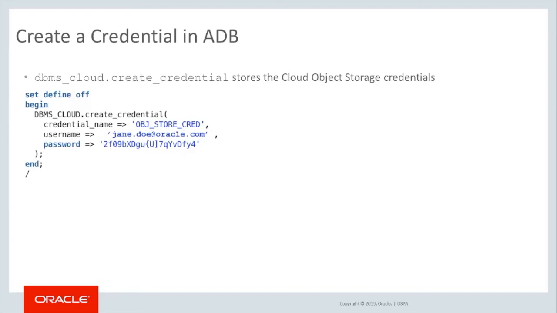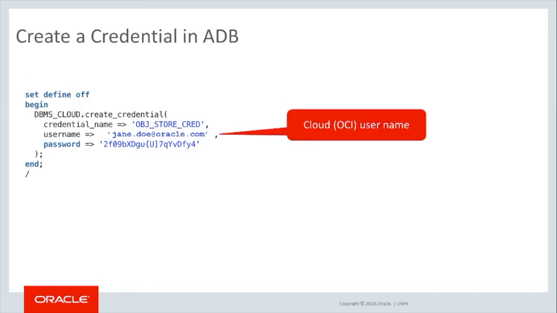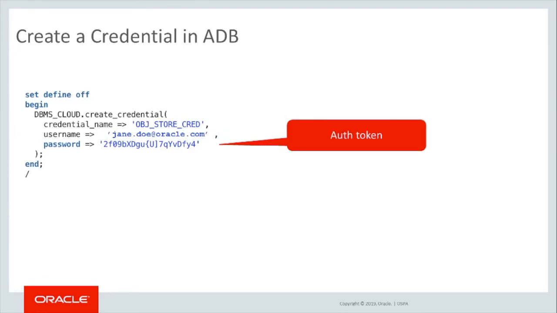obj_store_cred is the name of the credential being created. You can specify any name you want. yasin.baskin@oracle.com is the Oracle Cloud Infrastructure username, which is the user who owns the object store, not the database user that you're connected to. Password contains the token we generated and copied to the clipboard.